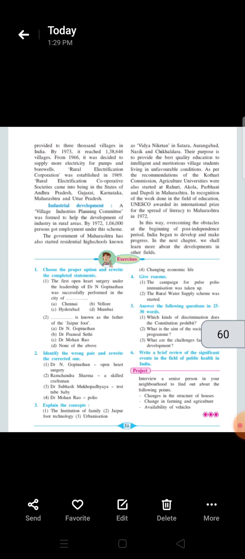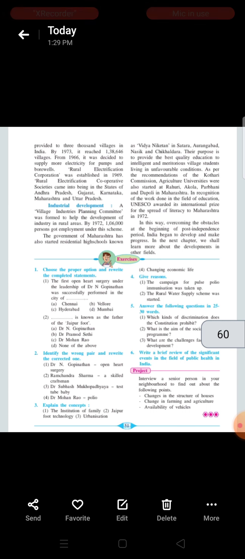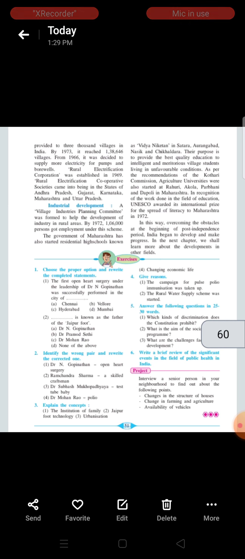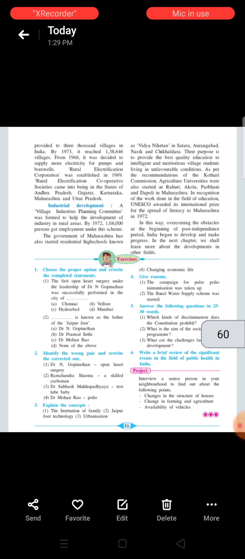So the Rural Electrification Corporation was established in the year 1969. Thereafter, rural electrification cooperative societies were established in Andhra Pradesh, Karnataka, Maharashtra, Gujarat and Uttar Pradesh. Okay, children, now let us proceed to the last point for today, that is industrial development. What is industrial development?